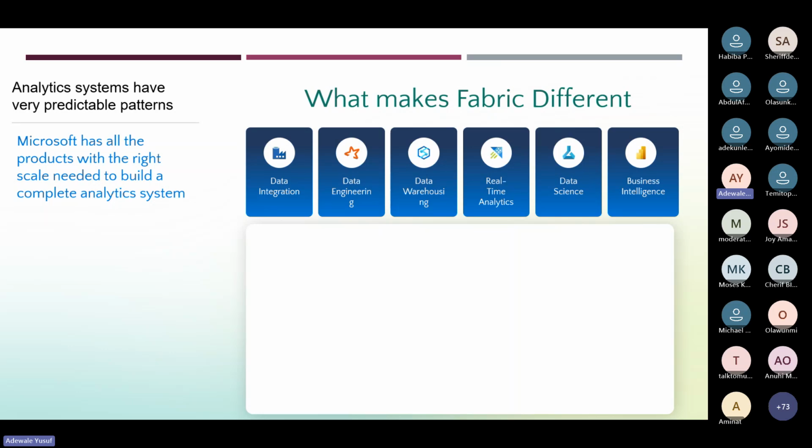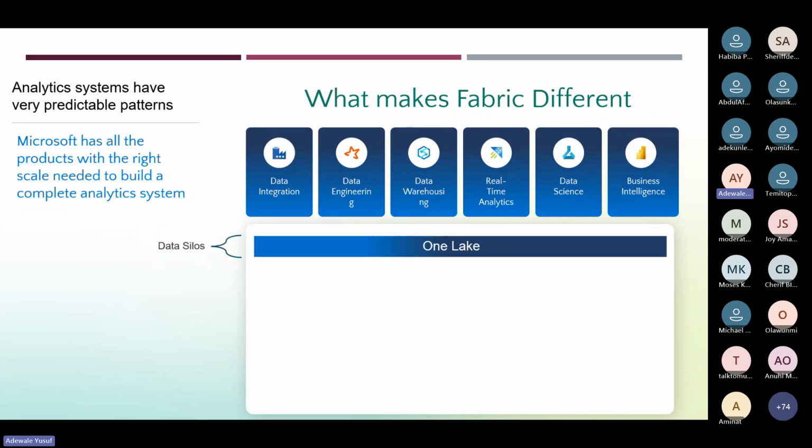Now, the analytics system that Microsoft is trying to build is very robust. And what makes Fabric different? Microsoft has all the products with the right scale needed to build a complete analytics system. I'm going to explain each of these six analytics in detail. But what are the advantages and benefits? One advantage that I think this has, when I was testing it out and also working with a client on this, number one is OneLake.